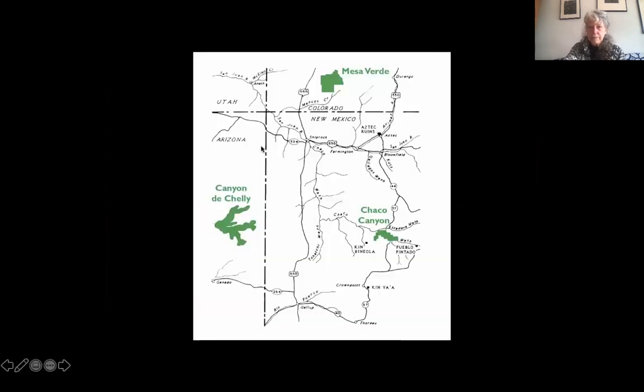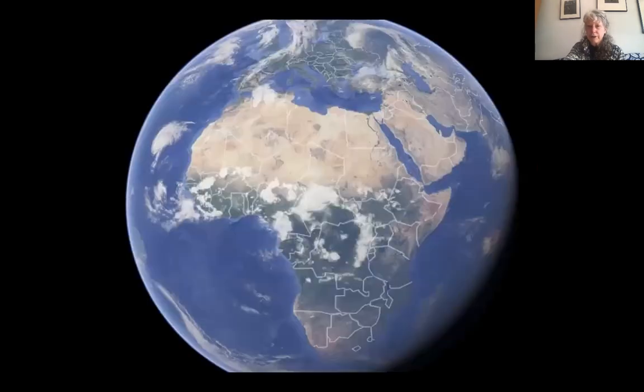Okay, so this shows you a map of these sites: Mesa Verde in Colorado, Chaco Canyon, and Canyon de Chelly. And you can see that Chaco Canyon in particular, this is the canyon. These are the rivers that run through these canyons that the people use to irrigate their crops, because this is a pretty arid part of the world. It doesn't rain very much.